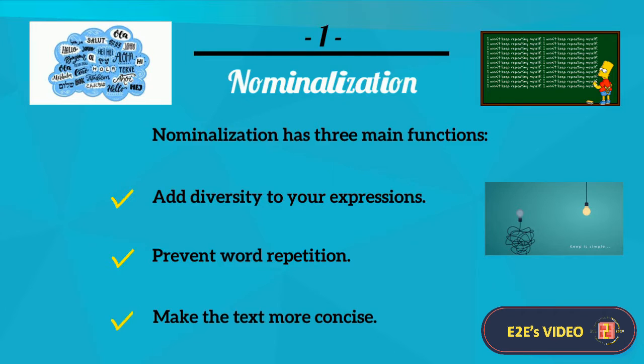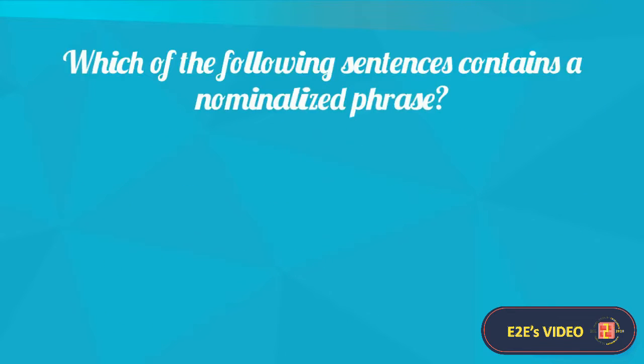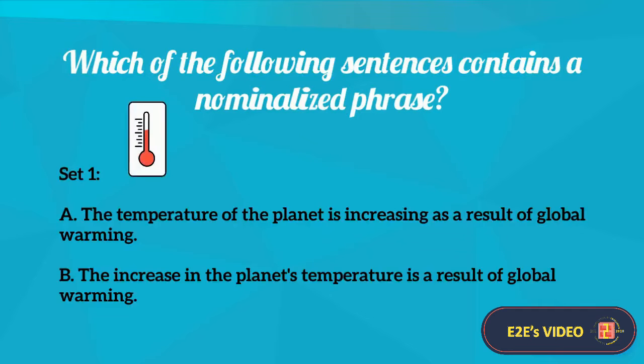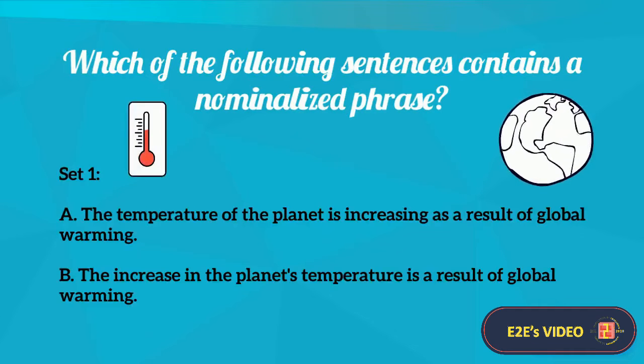Okay, before finishing our lesson on nominalization, let's check your understanding again with a short exercise. Which of the following sentences contains a nominalized phrase? Set number 1. A. The temperature of the planet is increasing as a result of global warming. B. The increase in the planet's temperature is a result of global warming.